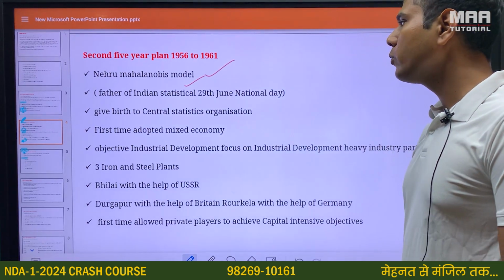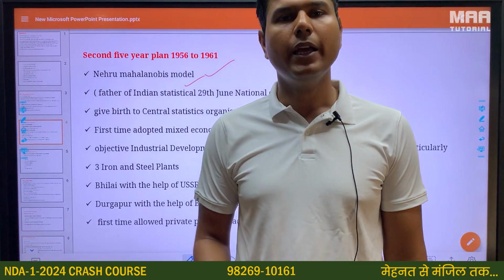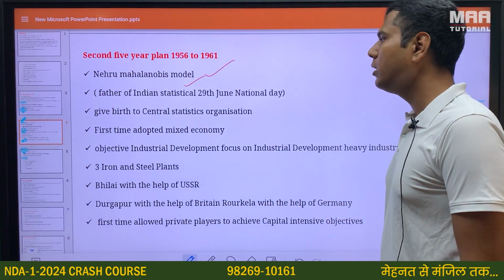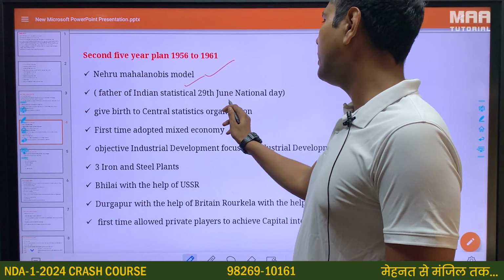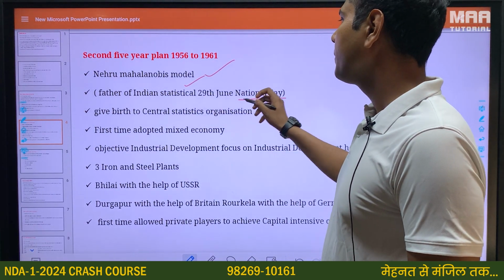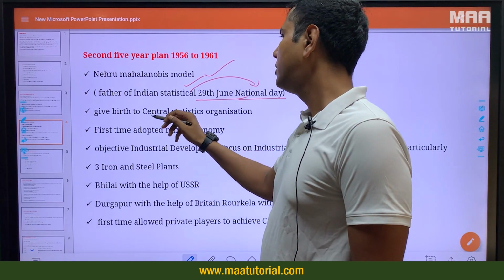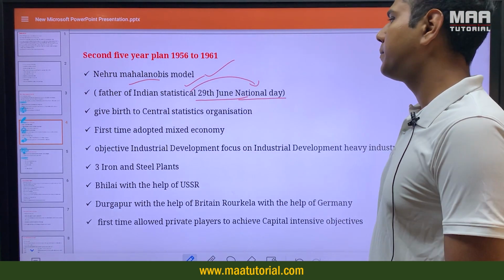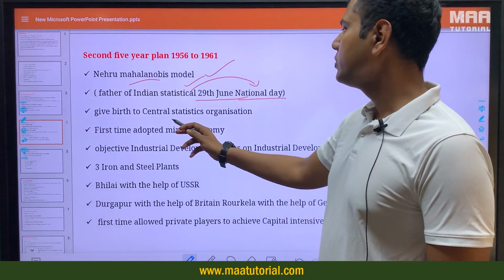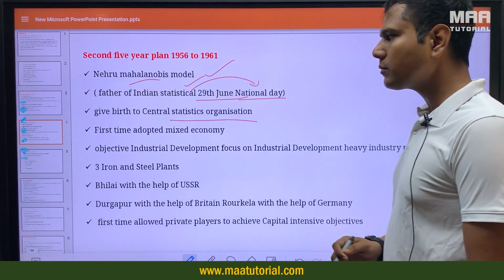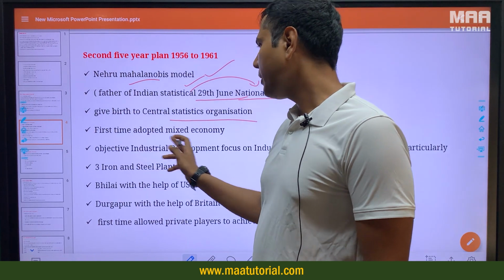So Nehru ji planned this 5-year plan along with him, hence the name Nehru Mahalanobis model. National Day of Statistics is also celebrated on 29 June because of Mahalanobis ji's birthday. He gave birth to the Central Statistics Organization. This plan first adopted a mixed economy.